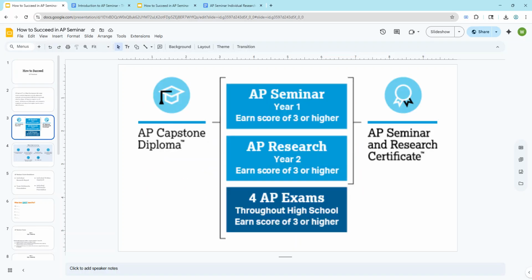In order to earn the AP Seminar and Research certificate, you must earn a score of 3 or higher in the AP Seminar exam. Next, you must earn a score of 3 or higher in the AP Research exam. In order to get an AP Capstone diploma, in addition to these 2 requirements, you need to get 3 or higher in 4 other AP exams throughout your high school journey from 9th grade through 12th grade.